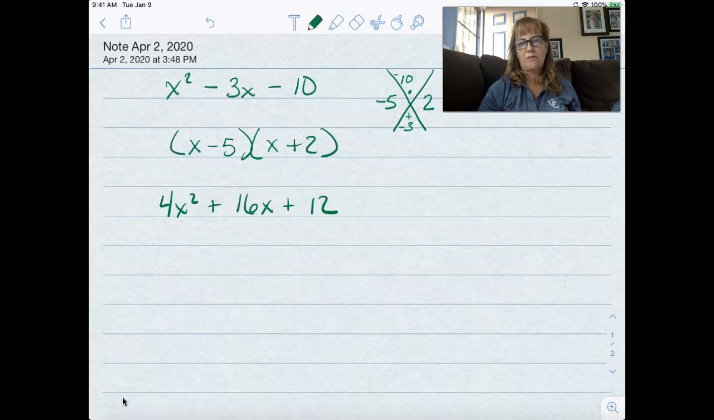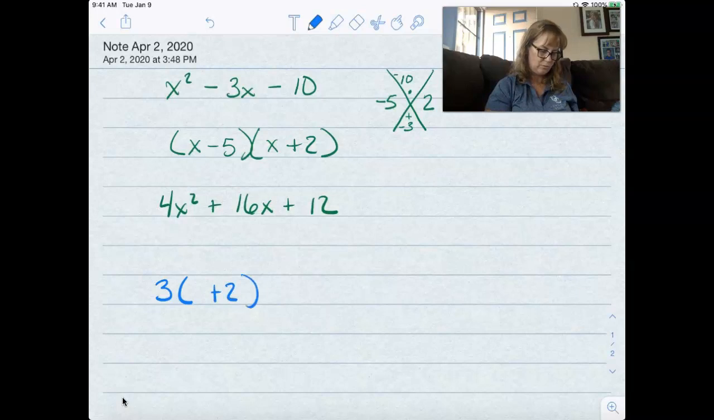Before I take you to factoring, I want you to practice multiplying binomials, because I think when we practice multiplying binomials, we understand the factoring side of things a little bit easier. So here's the example I'm going to give you today. What if you multiplied 3 times x plus 2 times x minus 3?